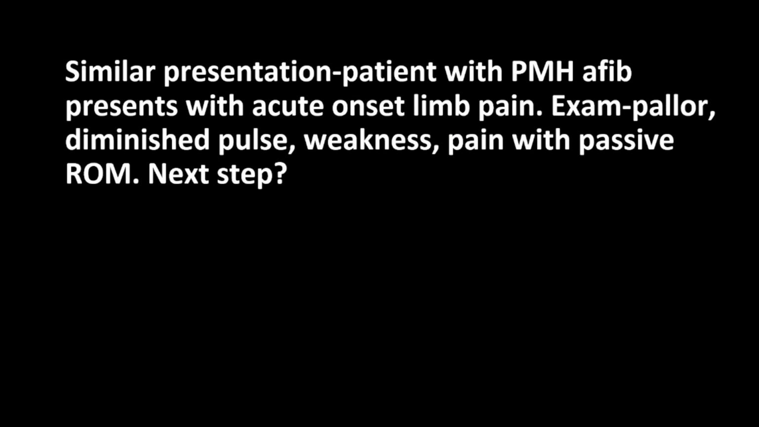Now let's say we have a similar presentation of a patient with a past medical history of atrial fibrillation, now presenting with acute onset limb pain. On exam, they're in severe pain. There's pallor of that limb. They have diminished pulse, weakness, and pain with passive range of motion. What is your next step in treatment for this patient? What's your likely diagnosis?